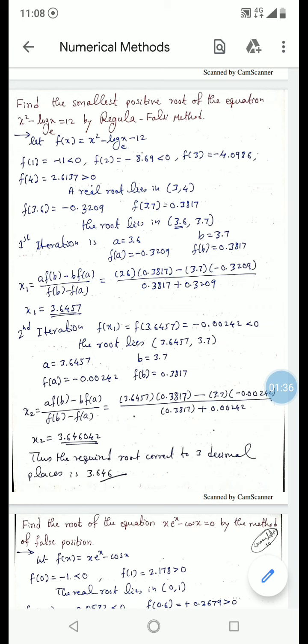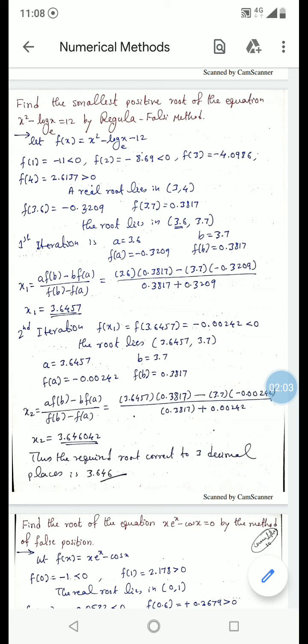point and a positive point. So let us put x equal to 3.6, so f of 3.6 is minus 0.3209, and put x equal to 3.7, so that is 0.3817. So for x equal to 3.6 we get the negative point, for x equal to 3.7 we get the positive point. Therefore the root lies between 3.6 and 3.7.